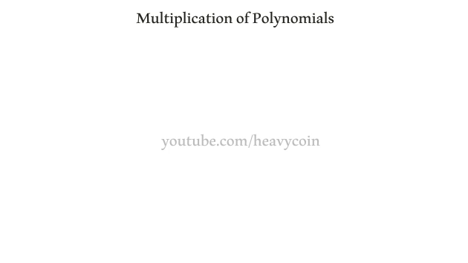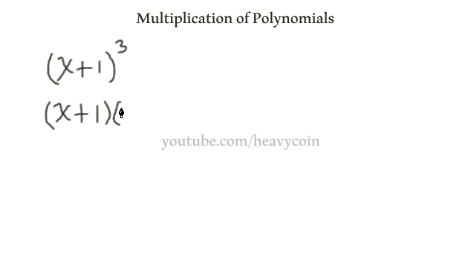Next. So what happens when we have x plus 1 to the third power? Well, what this means is we have an x plus 1 times an x plus 1 times an x plus 1. So what I'm going to do is concentrate on these first two here first.